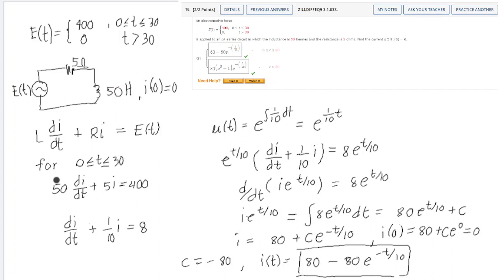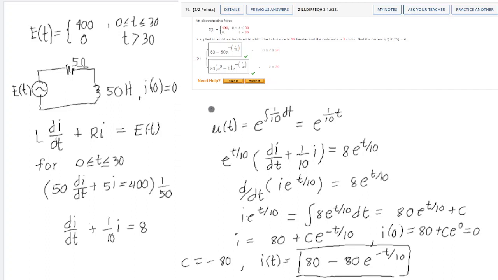Now, dividing both sides of the equation by 50, we have dI/dt plus 5 over 50, which is 1 over 10, I is equal to 400 over 50, which is 8. Now we have a first order differential equation. This can be solved by finding the integrating factor.